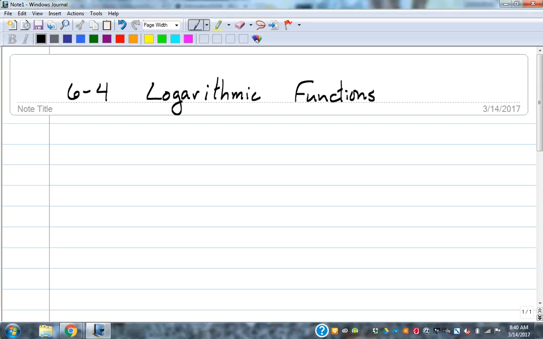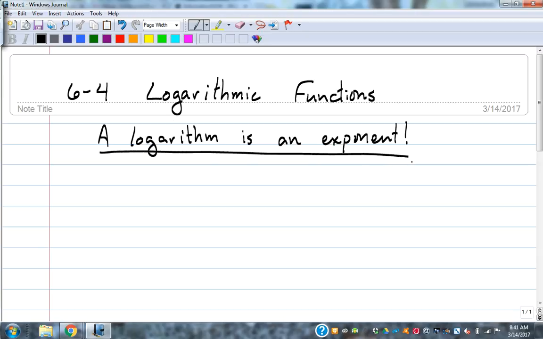So the key thing to remember, when I say it's not that hard, I'm not a really good judge. A logarithm is an exponent. That's the name of the game. A logarithm is an exponent. Okay, so we're going to start by rewriting the log function as an exponential function.